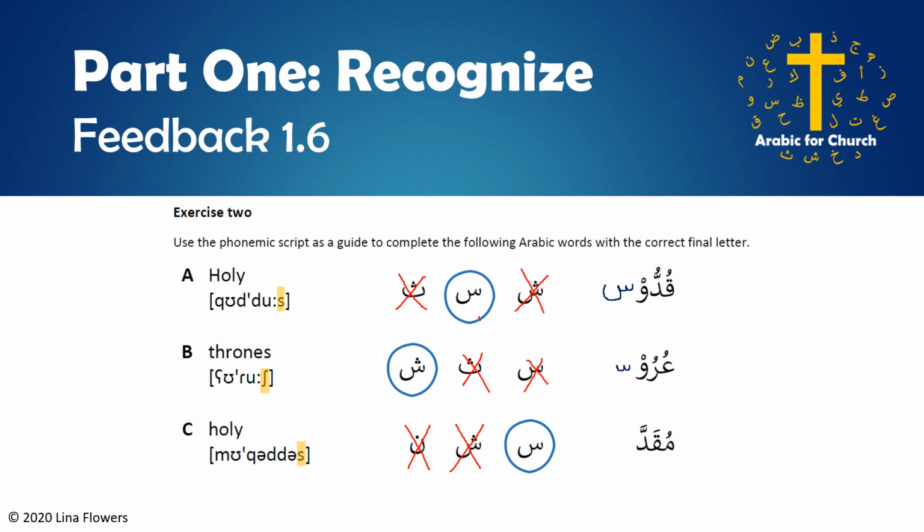These are all the isolated forms. And there you go. So you just get the pitchfork right and the snake charmer's basket right. That looks good. Let's read them together from the top. قدوس عروش مقدس.